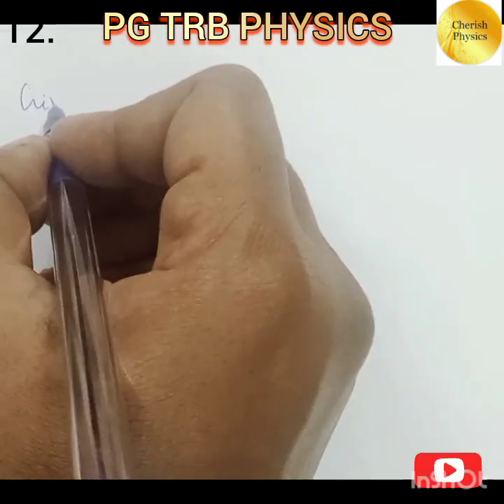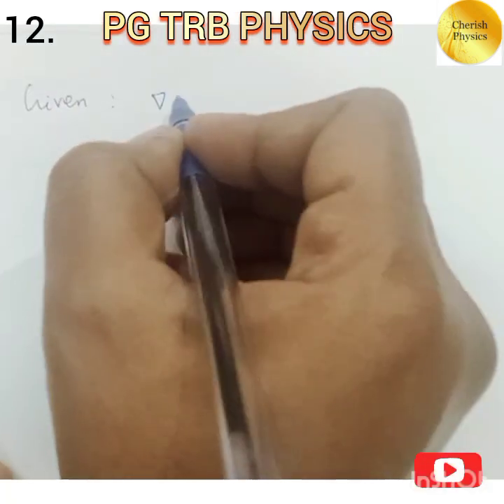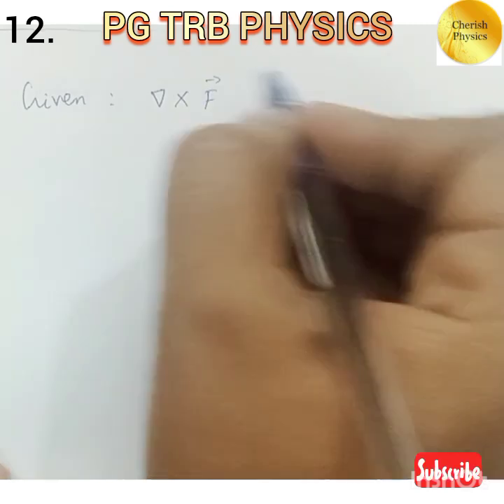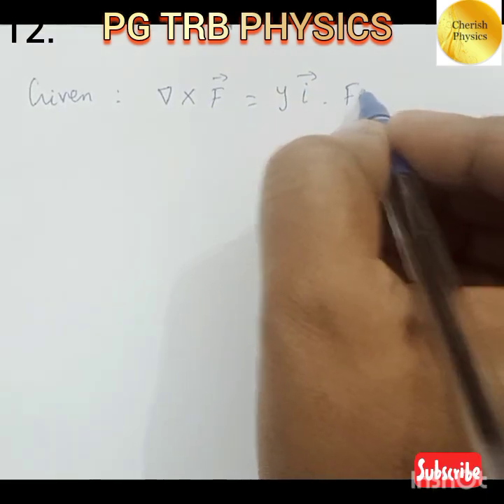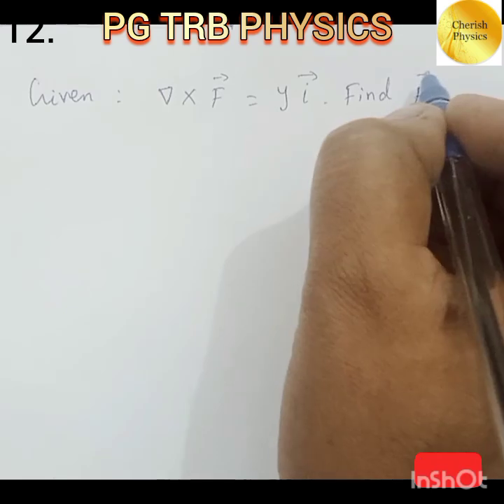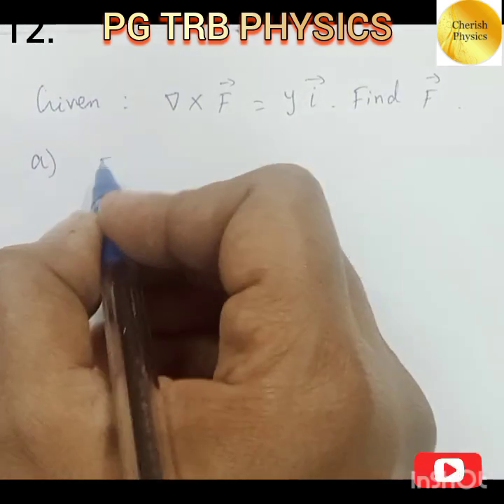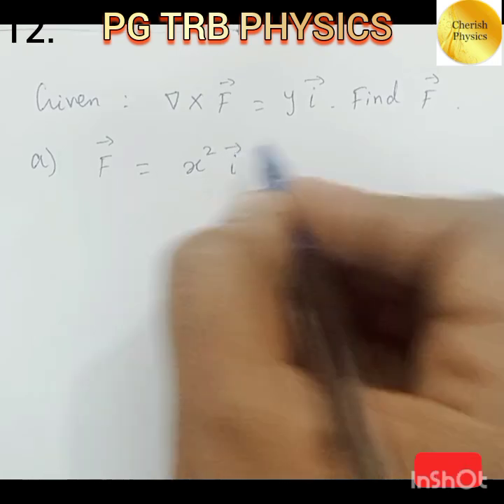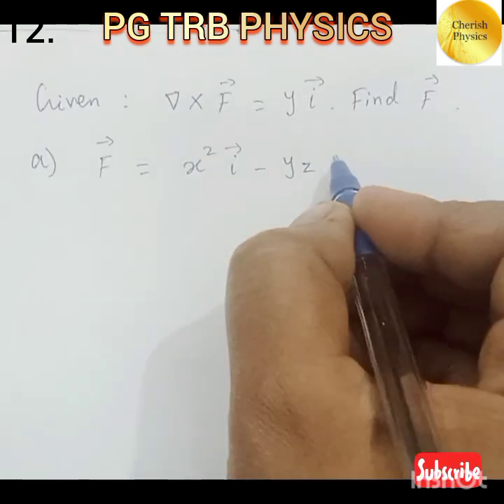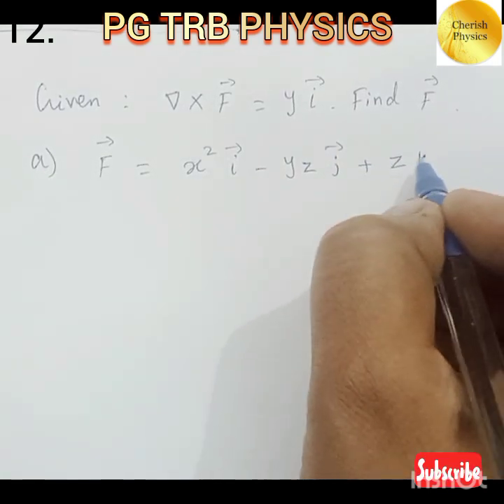12th problem. Given del cross F is equal to y into i vector. Find F vector. To find the F vector, we have to take the options one by one. It will take only less amount of time. First, let us take the option A. F is equal to x squared i vector minus yz j vector plus z k vector.